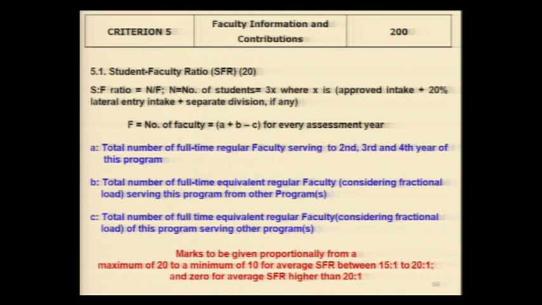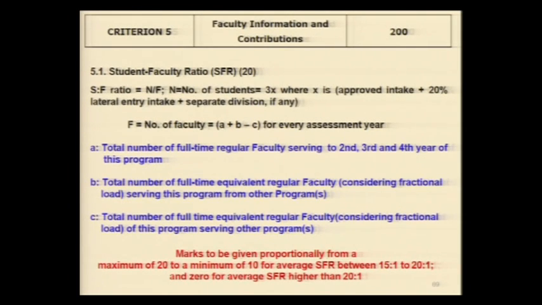How this X will come? X is approved intake, it's not the admitted number. If a program has 60 as an approved intake, then if they admit 40, however, the calculation will be based on 60. What we have eliminated here is, for example, if they are able to admit more students, then because this is a temporary phenomenon, many of the failures may join in the second year, so those will not be counted.